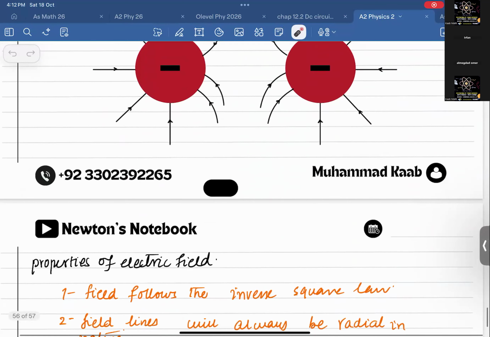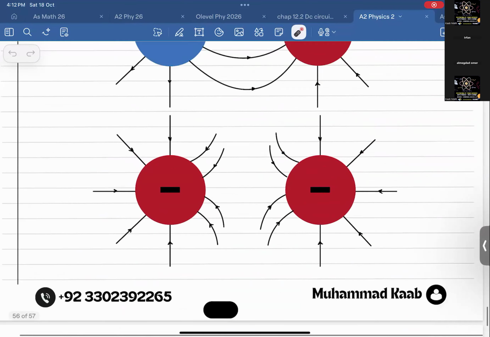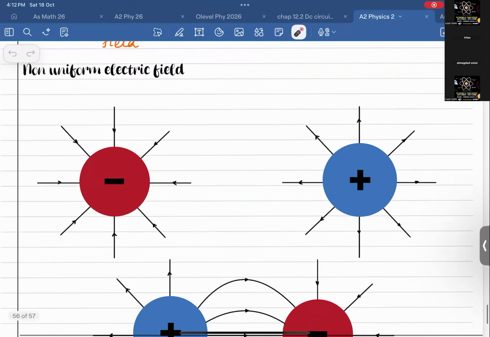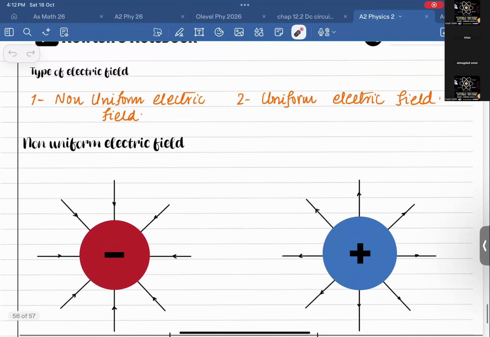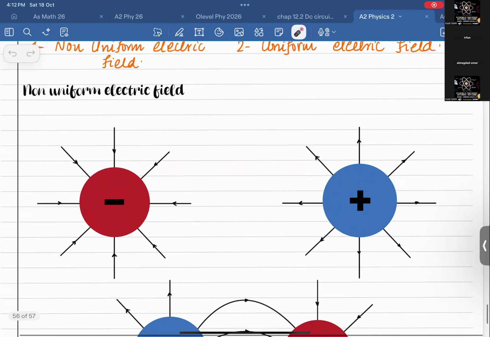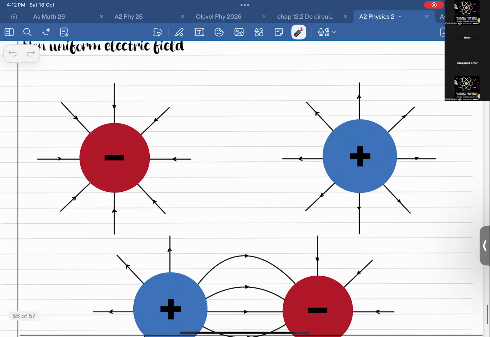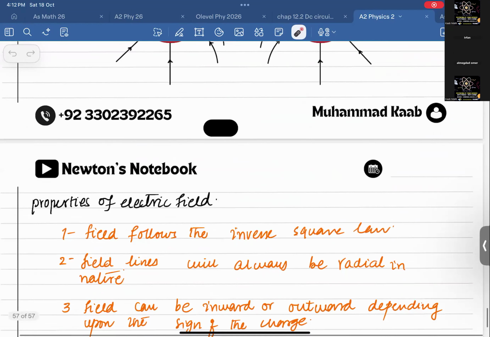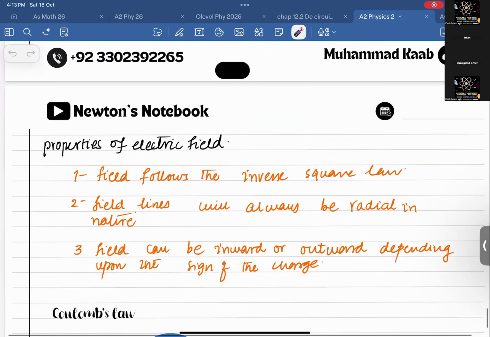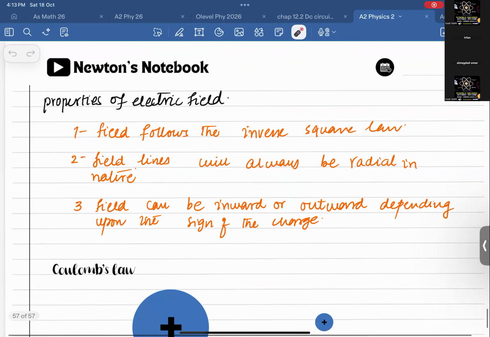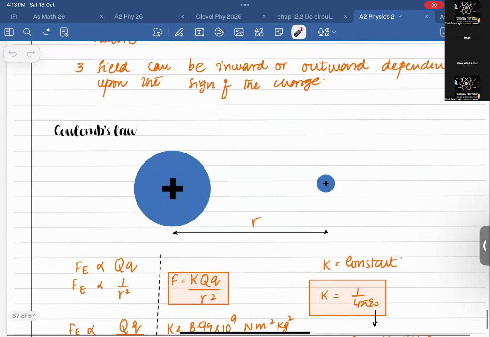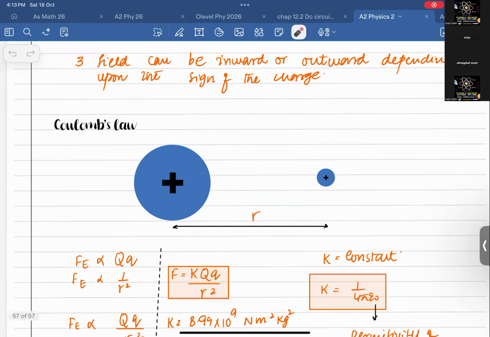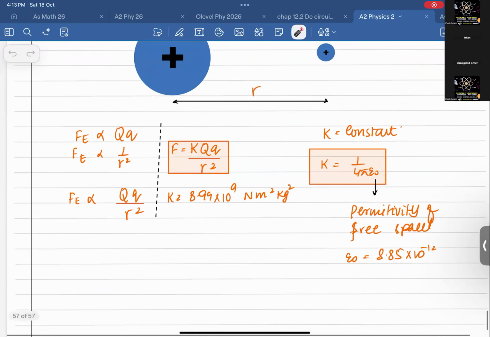right? If you want to look at how non-uniform fields look, it is something like that. Okay, it varies as you move on. And if we discuss the properties, these are the three properties that I wrote. After that we were on Coulomb's law, and we discussed the concepts of Coulomb's law, and we did some of the concepts of it, right?